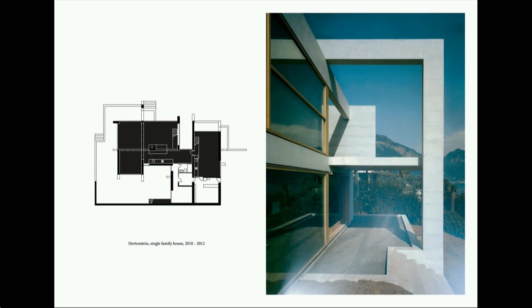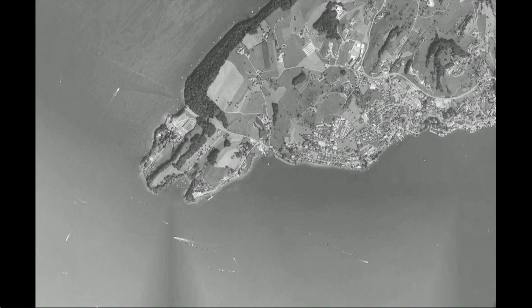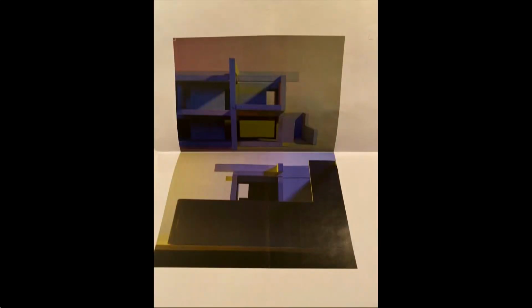The house in Hertenstein is located in a rather spectacular natural panorama, on a plot here in the central area of Switzerland. You can see this is the Lake of Lucerne. It's a lake that is meandering, and that has, in certain moments, the quality of, I would say, Norwegian fjords. You can have steep hills directly growing out of the ground.